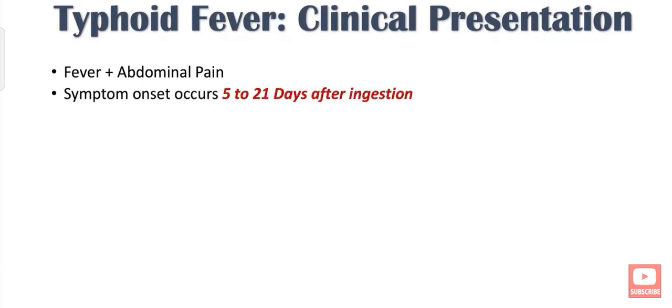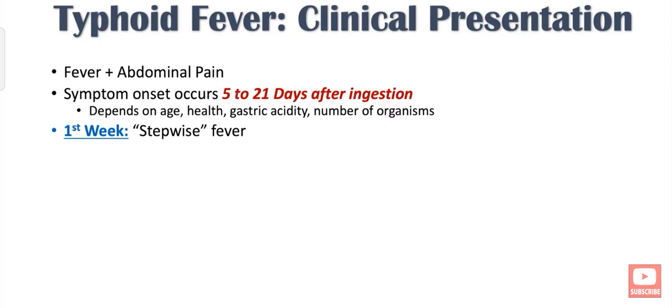So the clinical presentation of typhoid fever can be summed up by a fever and abdominal pain. But more specifically, with this infection, there's a symptom onset that occurs in roughly 5 to 21 days after ingestion of the bacteria. When the symptoms occur depends on the age of the patient, the health of the patient, the gastric acidity of the patient's stomach, and the number of organisms that are ingested. In the first week of infection, we have what we call a stepwise fever. This is the first symptom you're going to see.